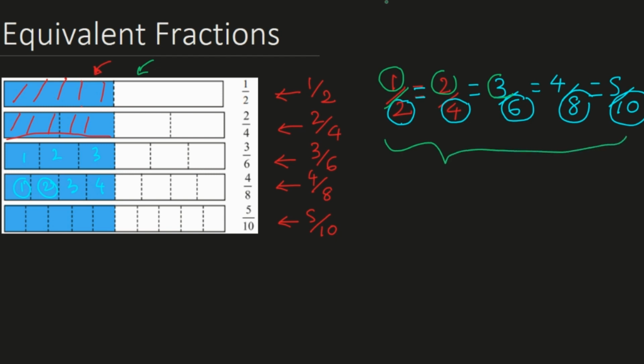You can see the value of each of these fractions is equal when you see these figures, but their numerators and denominators are different from each other. So such fractions we call equivalent fractions. Understood? I hope you got it.